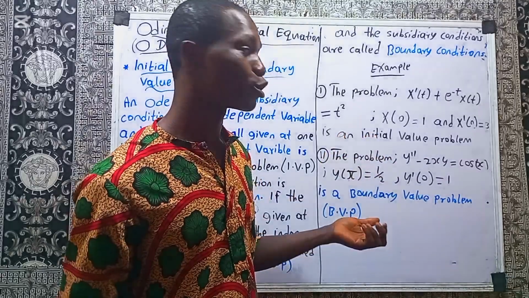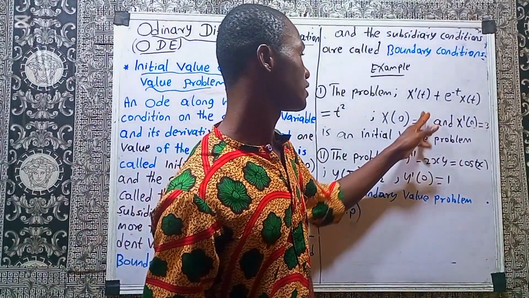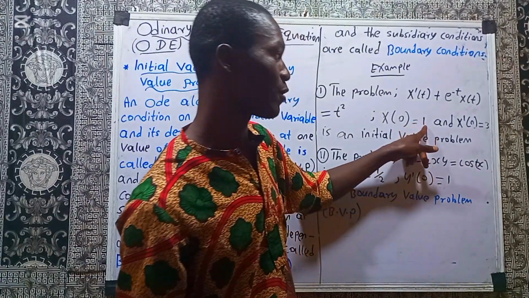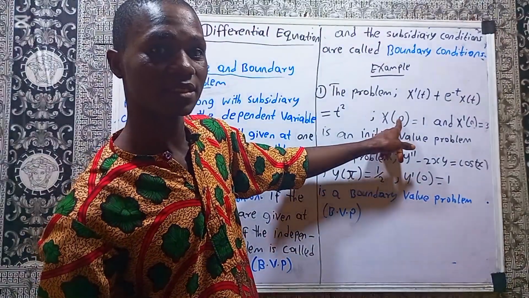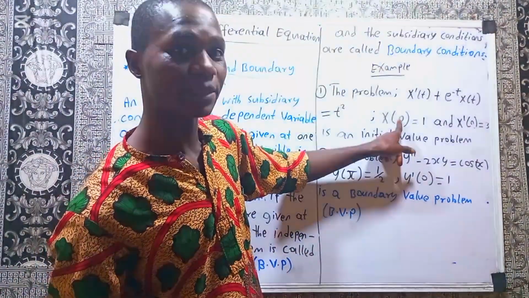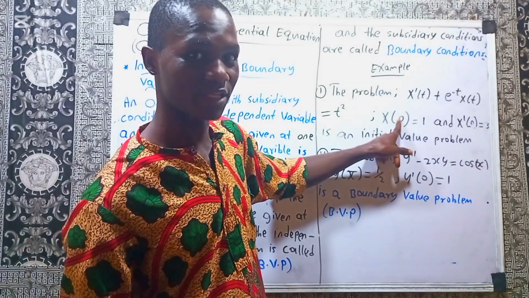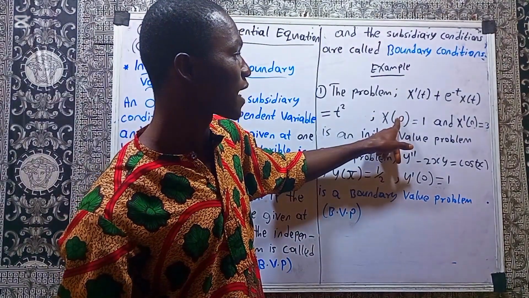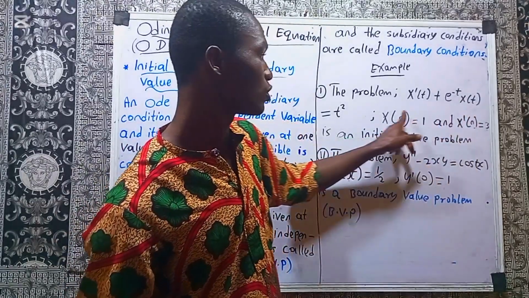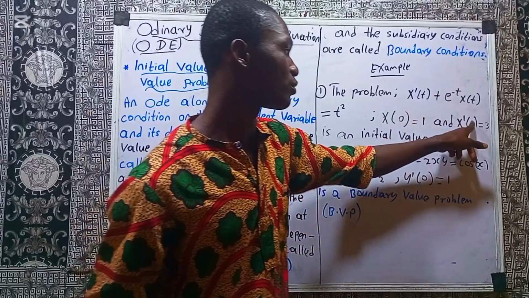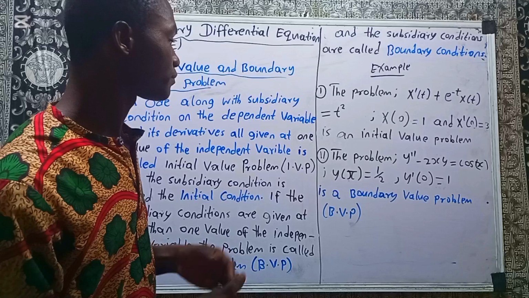If you want to check for initial value problem, we don't normally check this value here, 1 here, 3 here. What we normally check is what is inside here, the value of the independent variable. That's what qualifies it. That's what makes it an initial value problem or a boundary value problem. So what is inside here is 0, and what is inside the derivative of x here is 0. So they have the same point, 0, 0. So it is an initial value problem.